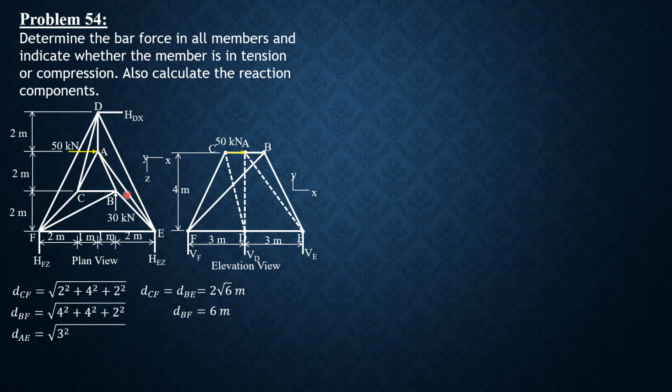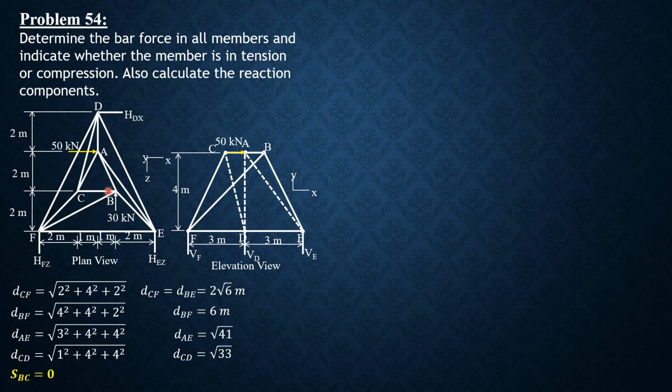Distance AE, this one, along X is 3, along Y 4, and along Z is also 4. So distance AE is square root of 41 meters. Then distance CD, square root of along X 1, going to the left 1, along Y is 4, then along Z is also 4, this one. So square root of 33 meters.